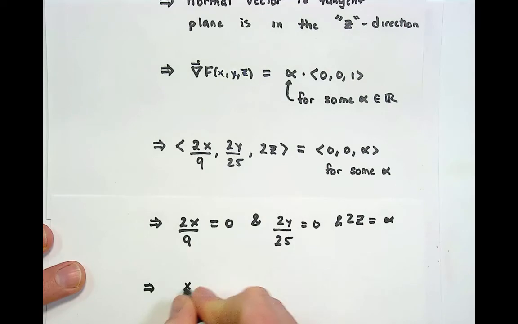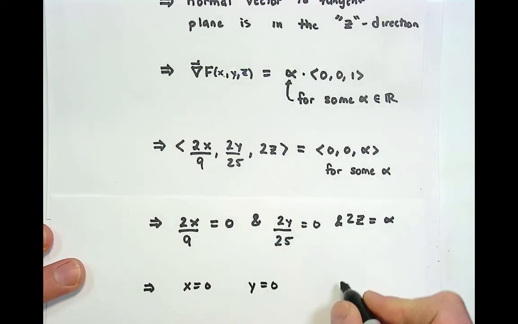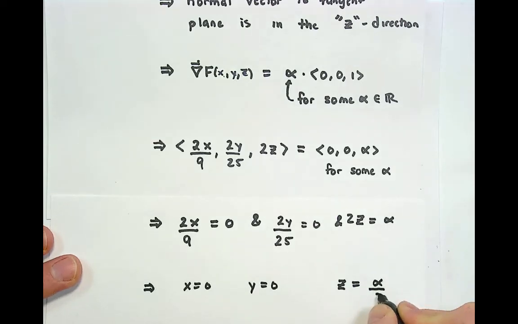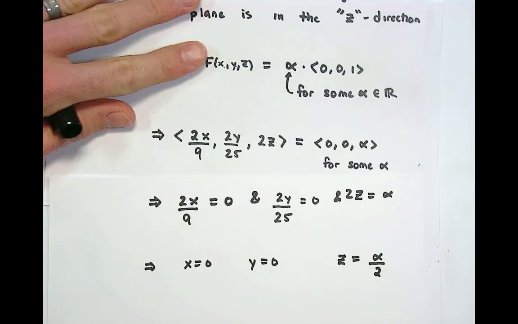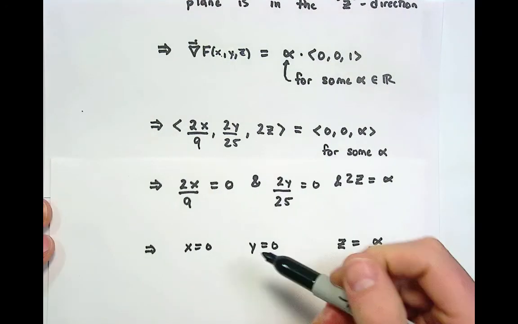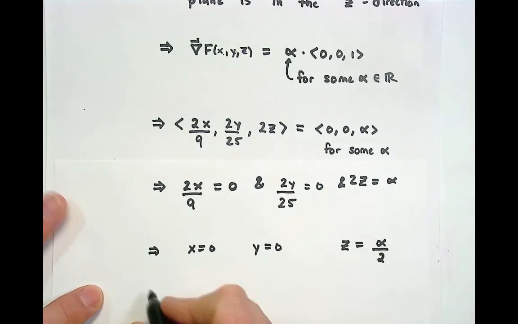All right, so now we have this concept that x for sure would be 0, y for sure would be 0, and then we're going to have z equals some alpha divided by 2. We're not sure what that alpha is going to be right now. However, we're looking for points on the surface, so we actually have another equation.